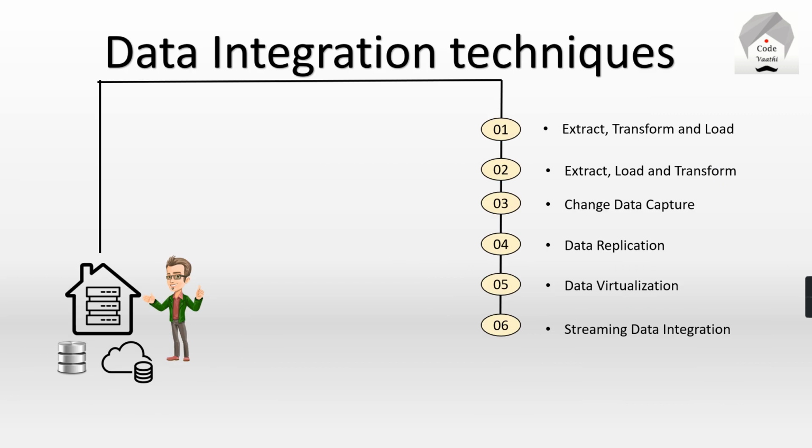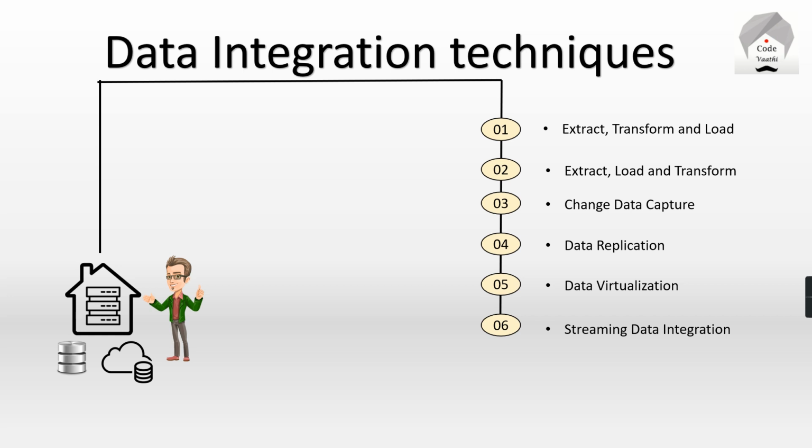Next we will see what are all the different techniques available. First is extract, transform and load. It basically copies the data sets from the different sources, gathers them together, applies transformation and loads them into a data warehouse or a database. Next is extract, load and transform. Here the data is loaded into the big data system. After that, transformation is applied based upon the analytic uses.